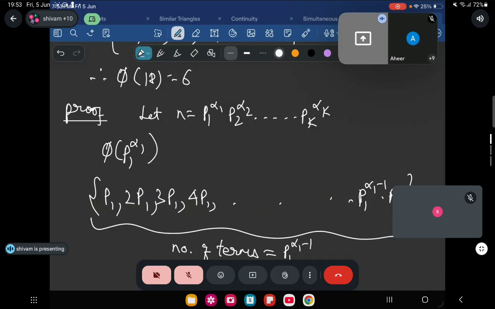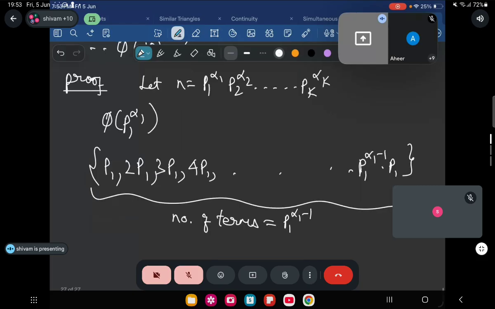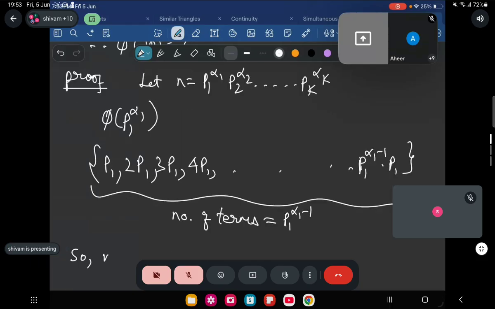Tell me, are people getting it? These are the numbers which have a common factor with p1 to the power alpha 1 and are less than or equal to p1 to the power alpha 1. So the number of numbers having no common factor, I mean the number of numbers less than p1 to the power alpha 1 and prime to p1 to the power alpha 1.